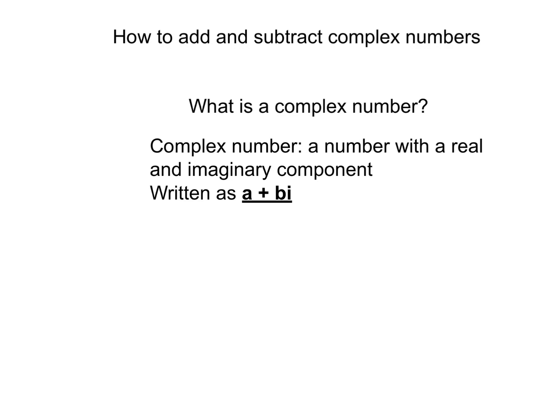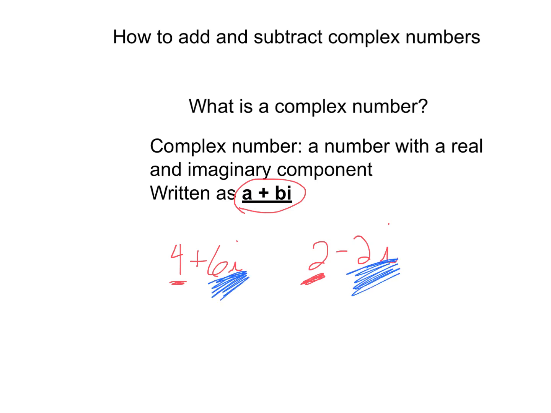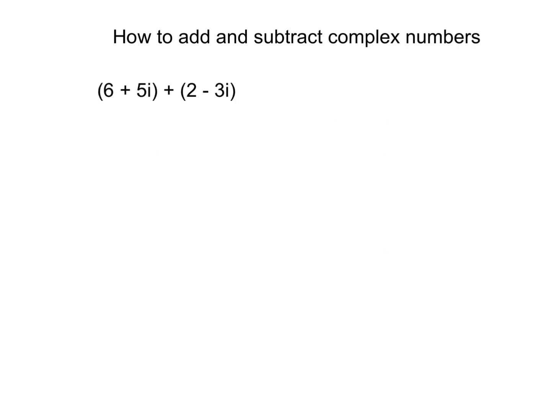Alright, how to add and subtract complex numbers. A complex number is a number with a real and imaginary component written in this format, a plus bi. So like 4 plus 6i, or you can have 2 minus 2i, stuff like that. That would be examples where we have the real component. And then with the i piece, we have the imaginary component. Alright, so how to add and subtract.